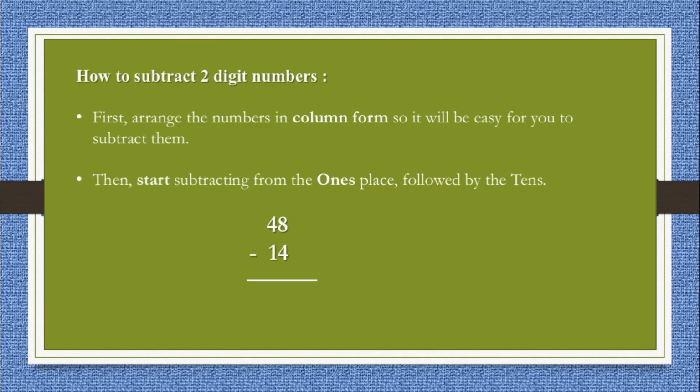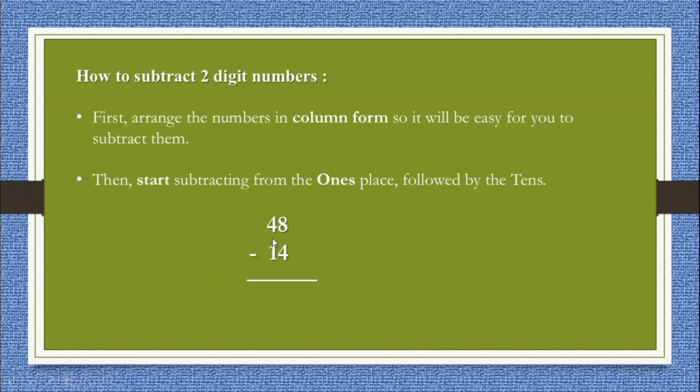First, arrange the numbers in column so it will be easy for you to subtract them. Now here two numbers are here, 48 and 14. We have to subtract this 14 from this 48. Then start subtracting from the ones place followed by the tens.